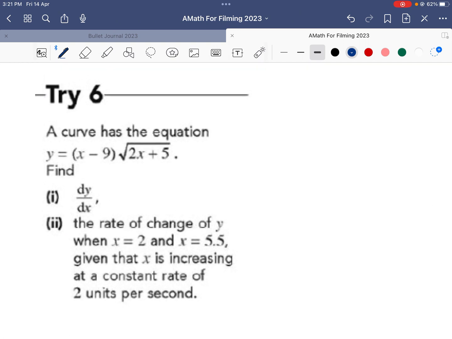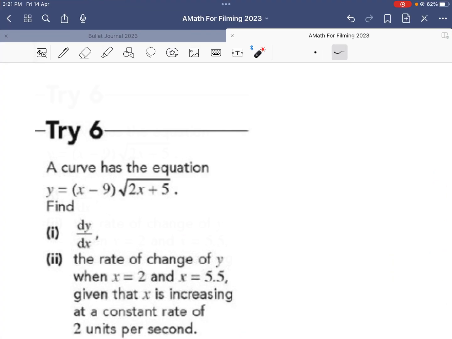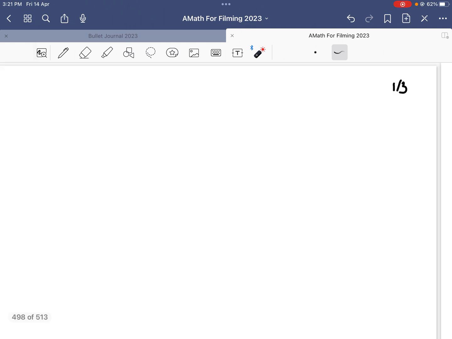I urge you now to pause the video and to try 6. Try 6 occurs on page 37 of your textbook. If you need a textbook, it's at page 36. And I will give you the solution in 3, 2, 1.